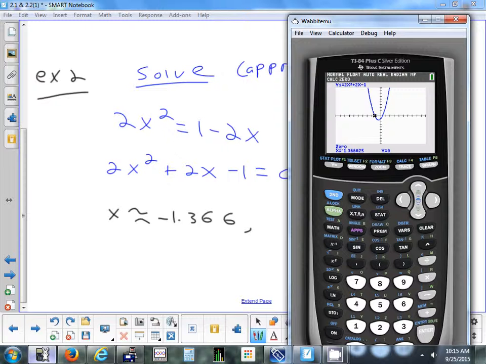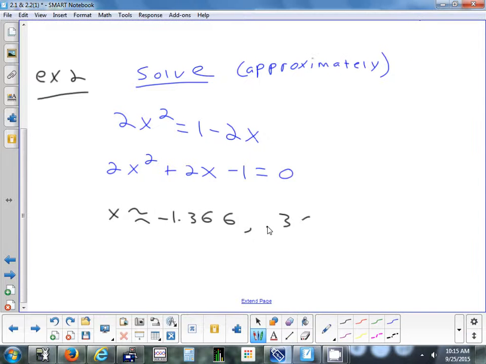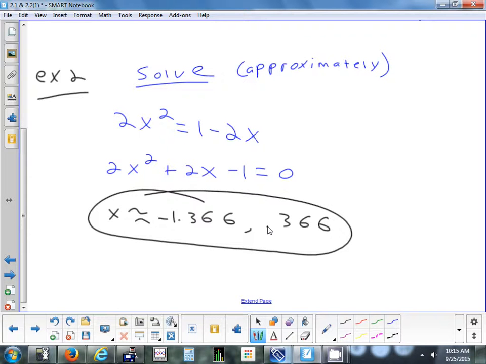And we're going to get one more answer. So do second calc 0, and we'll get this one on the other side. Pick a point to the left, right, and take a guess. It's about 0.366. So those are the approximate roots for that equation. Those are the 2 values you could plug in for x, and it would make y come out to 0.